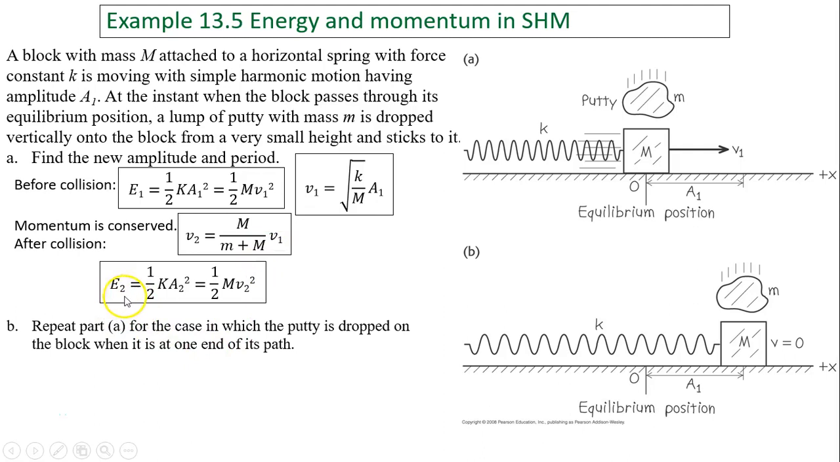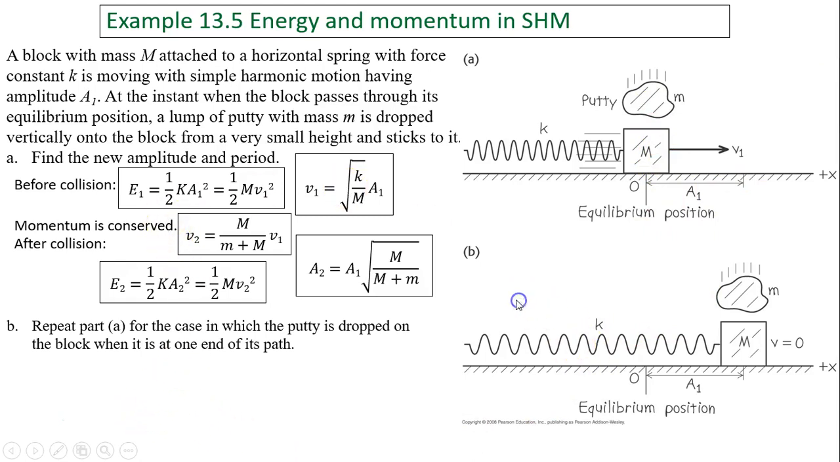E2, the total energy after, should equal 1/2 kA2 squared. That should equal 1/2 mv2 squared. So we substitute v2 equals this, and we have A2 in terms of v1. This is just algebra. A2 ended up equal to A1 times square root of m divided by m plus m. As you can see, A2 is less than A1. That makes sense, right? Because you're slowing down after collision, so your amplitude has to decrease.